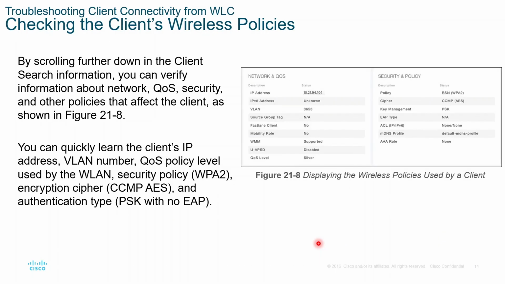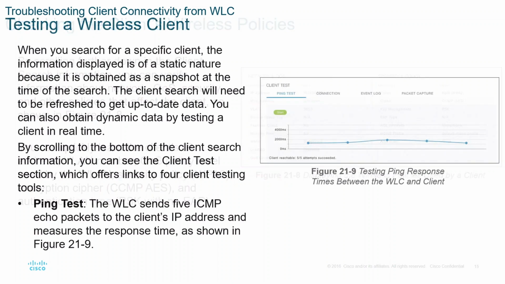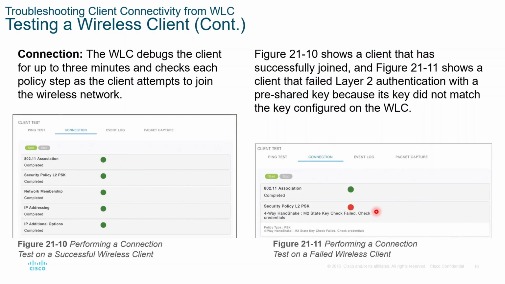Then we can see more about the network and quality of service, which is their VLAN. Security: what type of security are they using? PSK, where the password is already set from the wireless controller part, and the Wi-Fi user just connects. Then you have the ping testing response, and we can see all of the debugging. The main part is layer 2, which is that they can connect and they have the IP addressing.